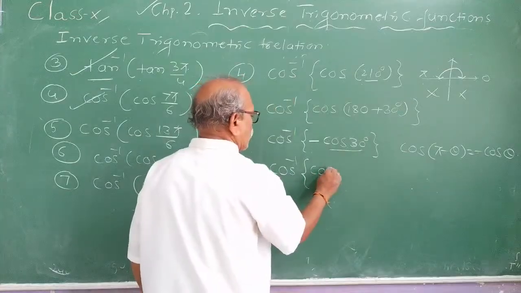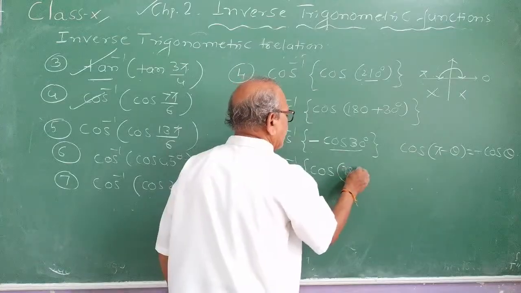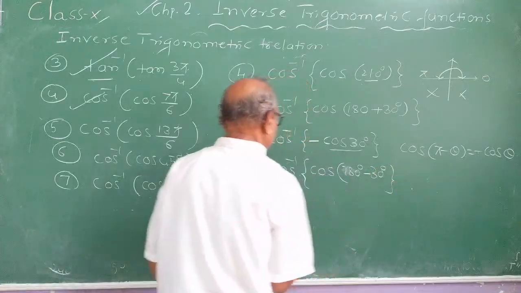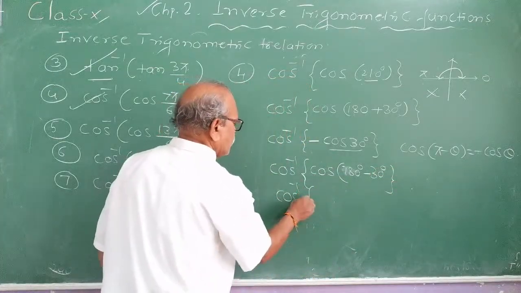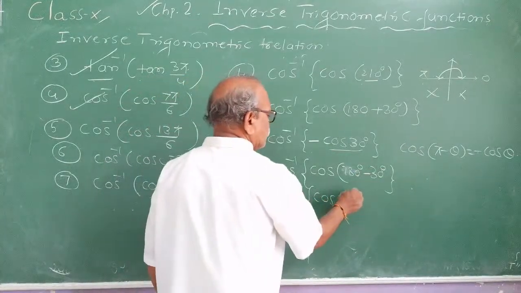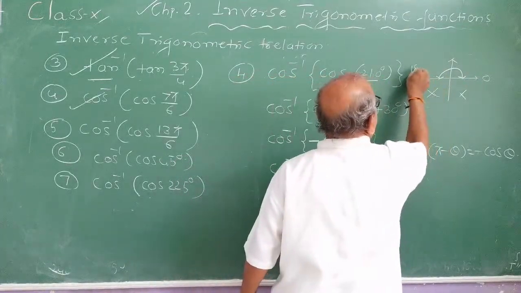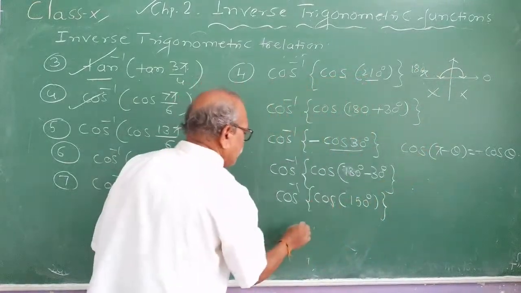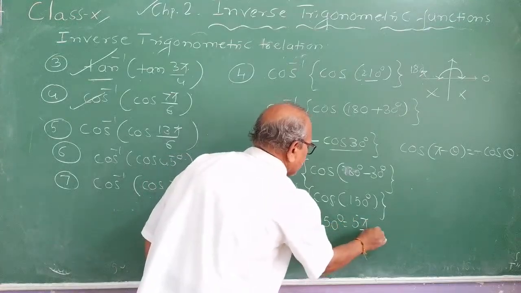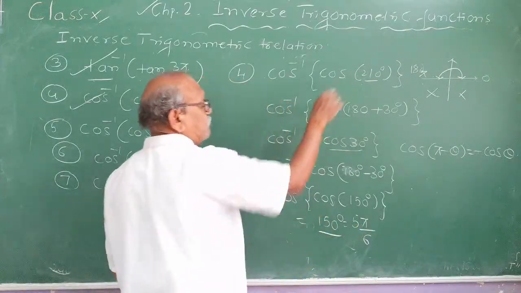Can I write it as cos of pi minus, pi means 180 degree, minus 30 degree. Do you agree with me now? Now we'll get cos inverse of cos of 180 minus 30. 180 minus 30 is 150 degree. Is 150 degree in the limit? Yes, 0 to 180. 150 degree comes now. Therefore, you can write it as 150 degree. 150 degree converted is 5 pi by 6. Now 150 comes in the principal value.